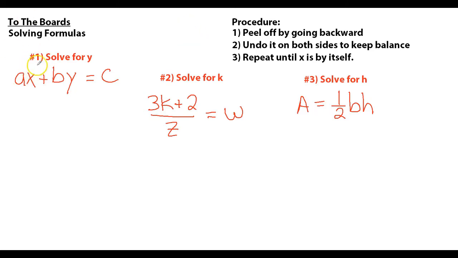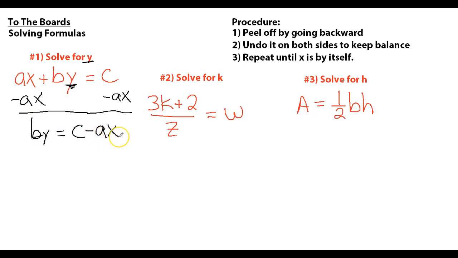Okay, welcome back. Here we go. Question number 1. We need to get y by itself. Here's the y. So we need to look at the most outside operation. It looks like it's this plus ax. I need to do the opposite of plus ax. So I'm going to minus ax to both sides. Minus ax. When I do that, I'm going to be left with by, and that equals c minus ax.